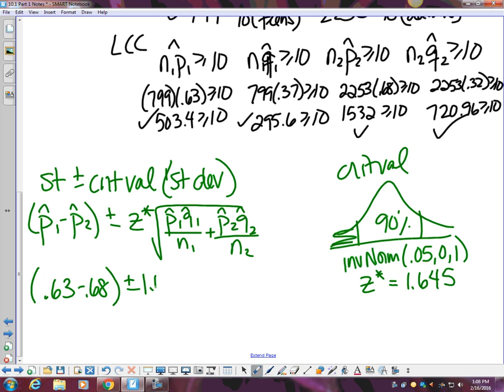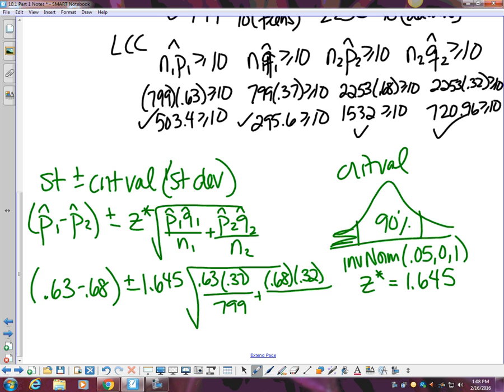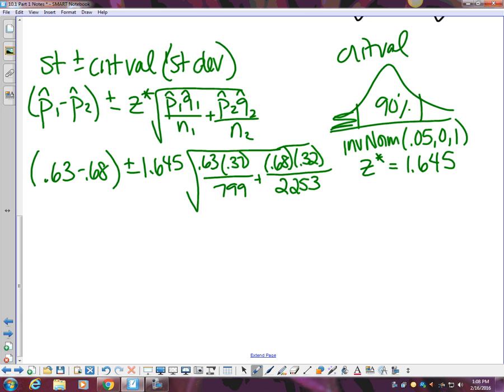So 1.645, boom. 0.63, so this would be 0.37 over that sample size, and then this one was 0.68. And if you'll notice, it's got adults going on the internet daily more often than teens, which is interesting. Okay, the answer for your interval is negative 0.0824, comma negative 0.0176. So that's your interval. Please pause this and type that sucker in because that's a beast.